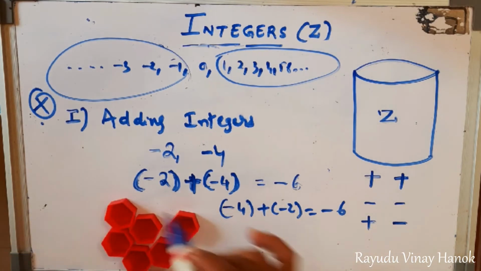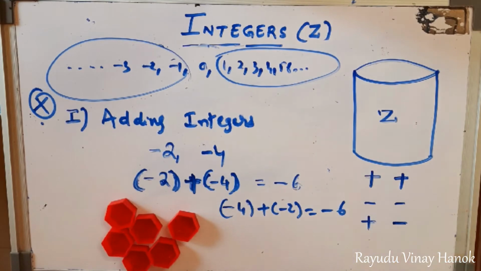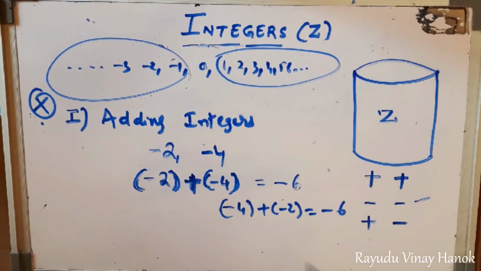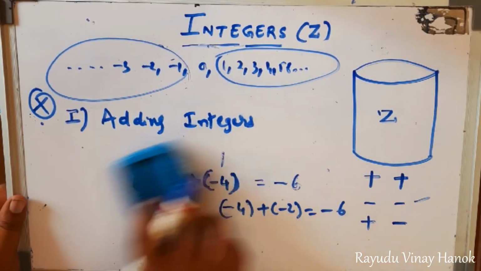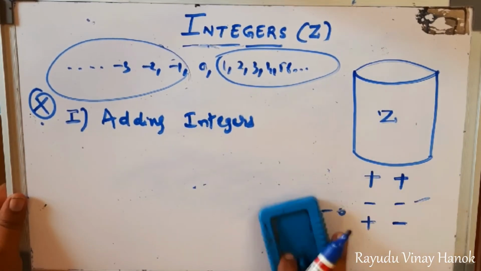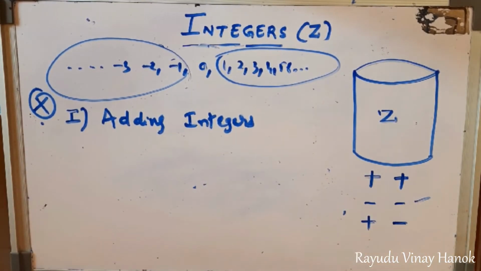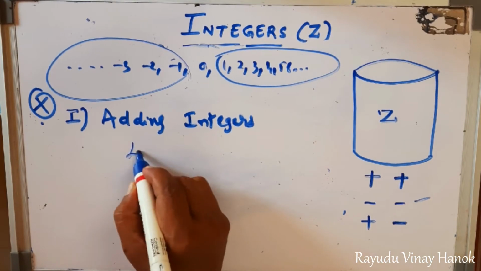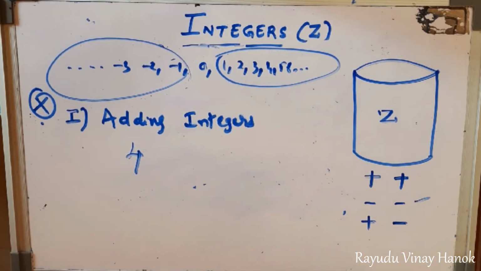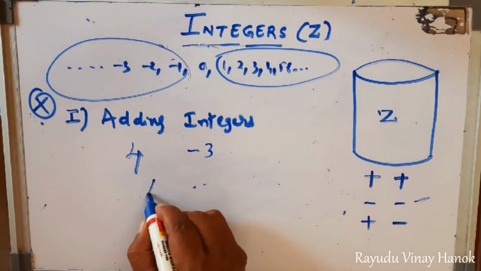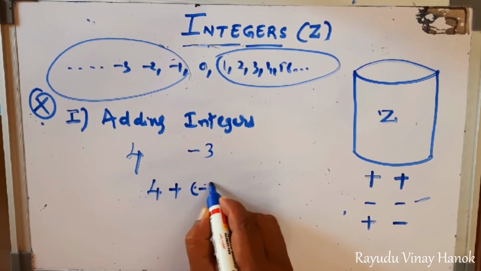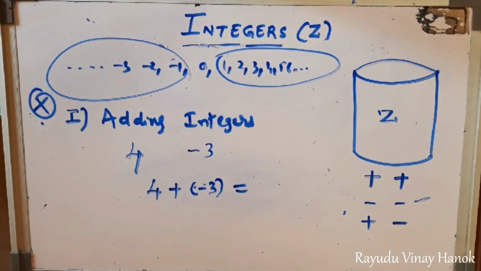This is the second case. In the first case we took 2 positive numbers, we added them. In the second case we took 2 negative numbers. Now in the third case we're going to take 1 positive and 1 negative. Suppose you get 4 and minus 3. How to add them? 4 plus minus 3. How much is the answer?